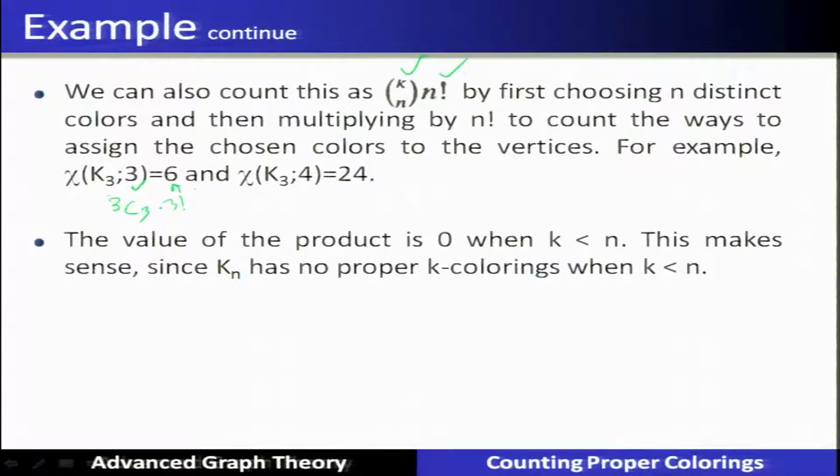Similarly, 4 choose 3 and 3 factorial, so this becomes 24. The value of the product is 0 when k is less than n, that is, the number of colors k is less than n. This makes sense since there are no proper k colorings when k is less than n for the complete graphs.